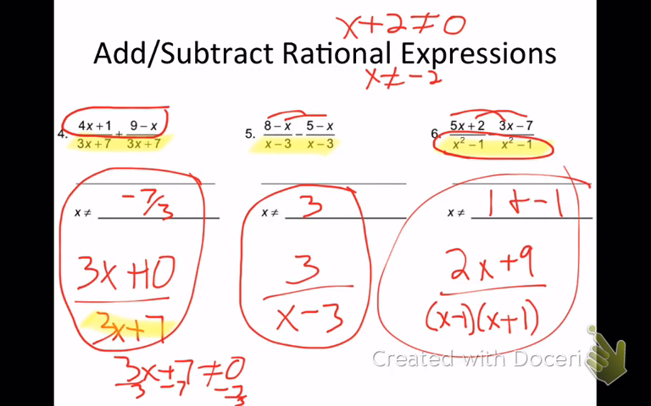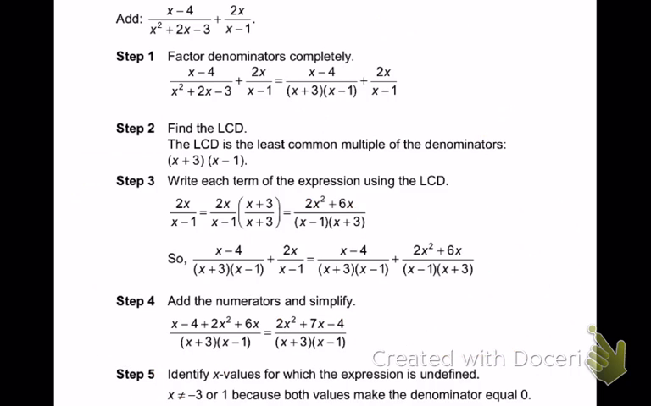Nice job. So the denominator is the same. It's pretty easy, right? Just combining like terms, that's great. But what happens if the denominator is not the same? So I get a problem like this here, and I want to add x minus 4 over x squared plus 2x minus 3 plus 2x over x minus 1. Does everybody see this denominator right here? I'm going to want to factor this out. Because look what happens. When I factor x squared plus 2x minus 3, what do I get? X plus 3, x minus 1. Does everybody see that?